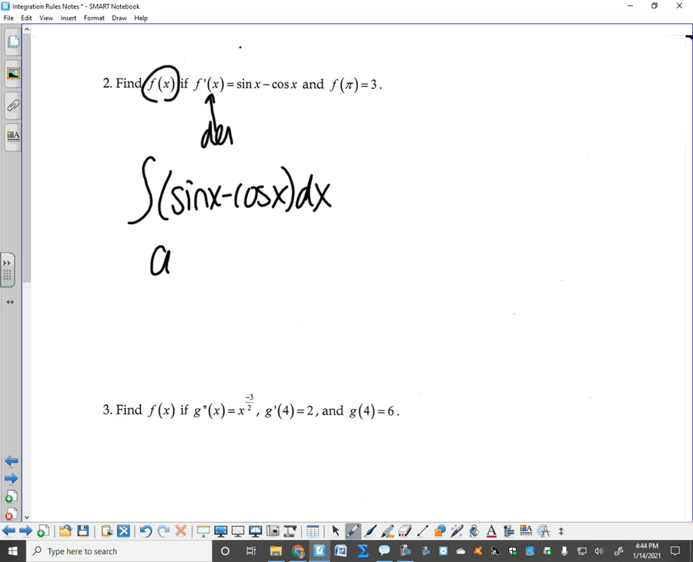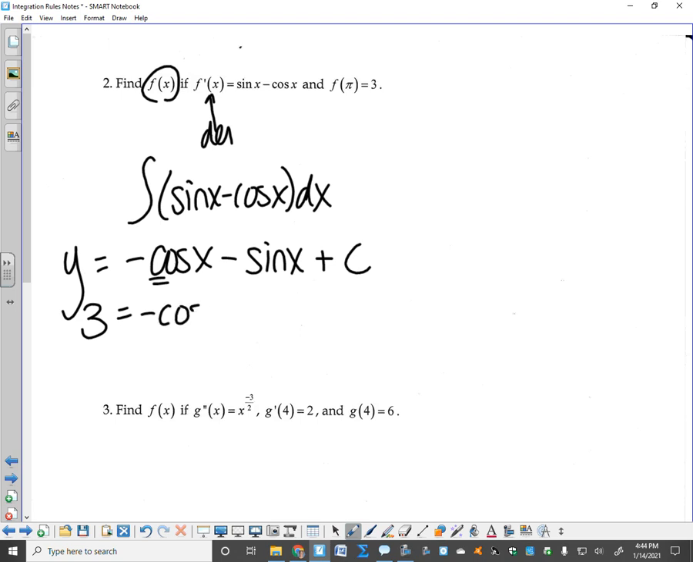Let's see, sine would be a cosine. That's a c, so that's a negative. Minus sine plus c, y equals. F of pi equals 3. That means x is pi and y is 3. 3 equals negative cosine of pi minus sine of pi plus c.